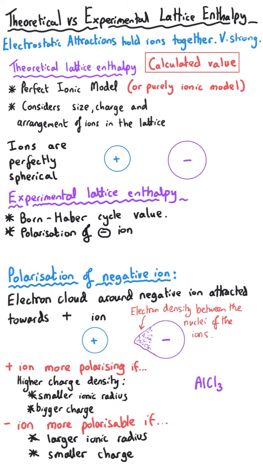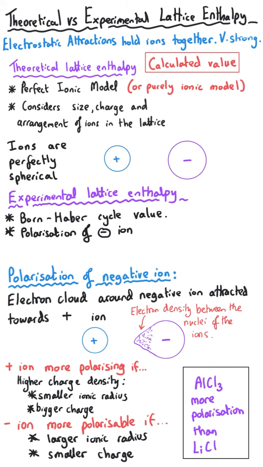For instance, aluminium chloride would have significantly more polarization than lithium chloride because aluminium is a 3+ ion. The polarized negative ion leads to there being electron density between these two ions. So we've still got the positive ion attracting the negative ion, but we've got some electron density in between them as well. And that's what a covalent bond is.